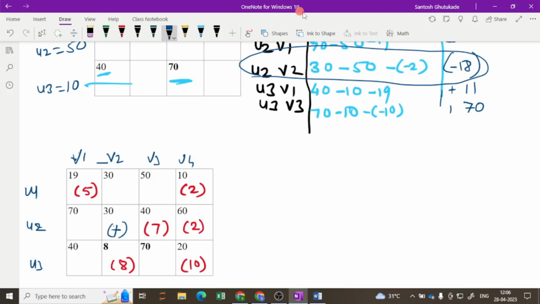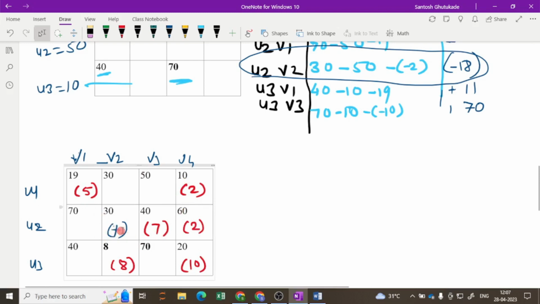So this minus sign indicates that if you give the allocation at this location, the u2 v2 location, then your answer may be reduced, or your transportation cost may reduce from 779 to some value. So we have given the allocation here with a plus sign. Now if you check, the number of allocations is becoming 7. So there may be degeneracy.